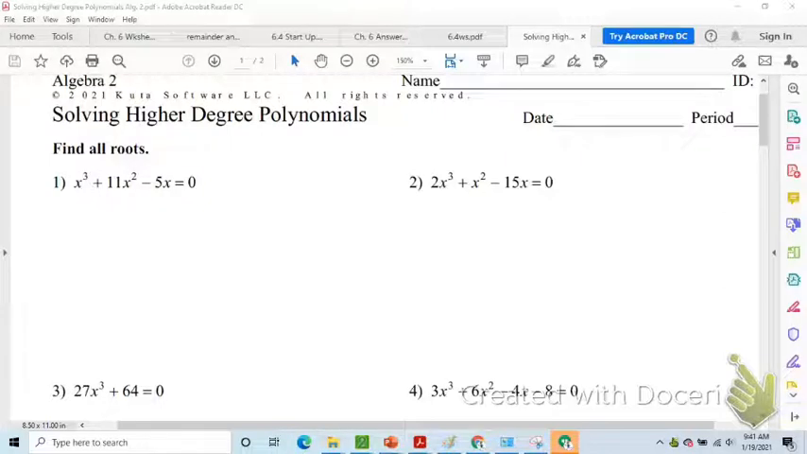Now, ladies and gentlemen, over here, can you factor this? Well, you can take out an x, that's for sure. So that's what we're going to do first. We're going to take out an x. That's gross. All right, let's try this. Take out an x, you're left with 2x squared plus x minus 15. This is equal to 0.